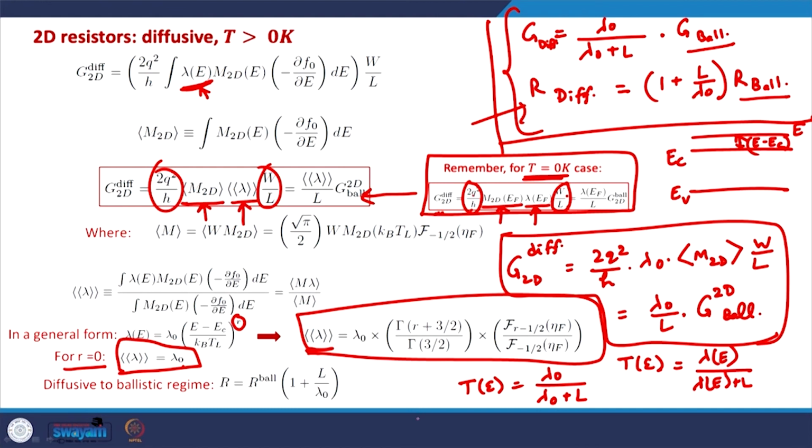So this essentially completes our discussion on the calculation of conductance and resistance for ballistic and diffusive conductors, both at the low temperature limit, where calculations are easier, and at the high temperature limit, where calculations are a bit difficult. But with the help of Fermi-Dirac integrals the calculations can be simplified, and especially for non-degenerate semiconductors they can be easily done.